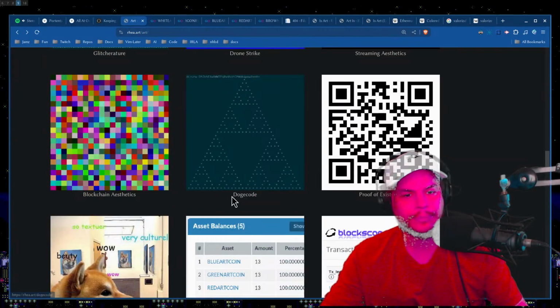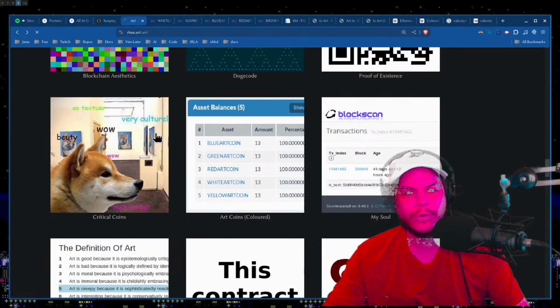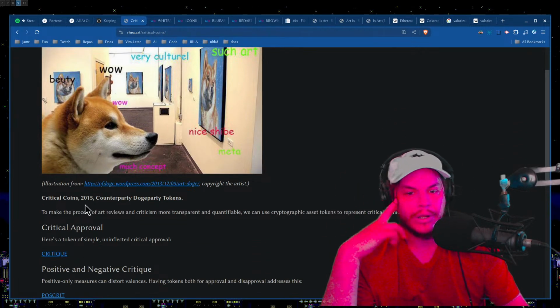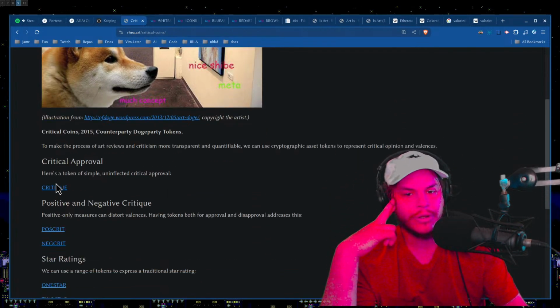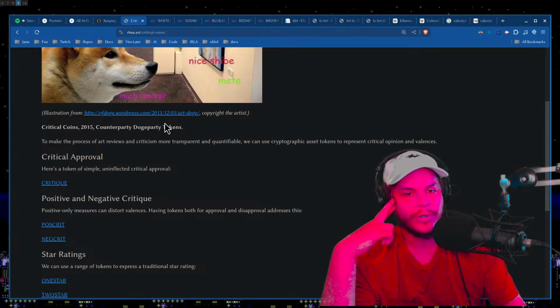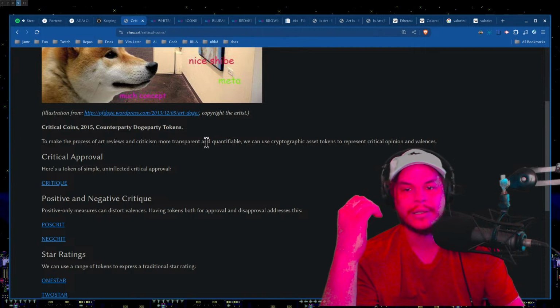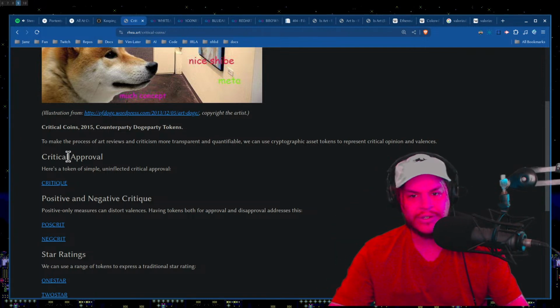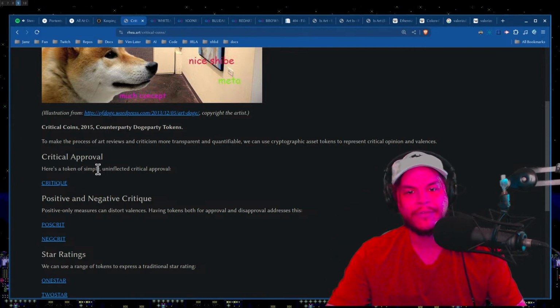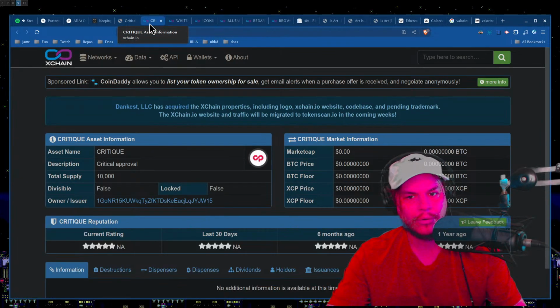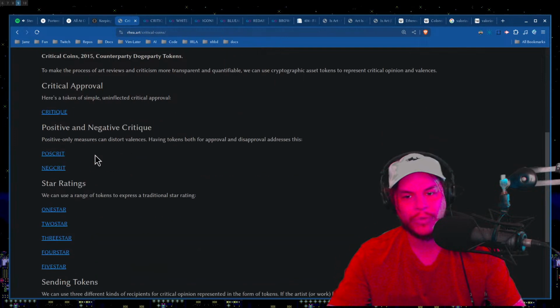So many things. We're going to get to critical coins. So now, critical coins, these are counterparty Doge Party tokens. To make process of art reviews and criticism more transparent and quantifiable, we can use cryptographic asset tokens to represent critical opinions and valences. Great. So here is a token of simple, uninflected critical approval. Critical approval, total supply, 10,000, love it.